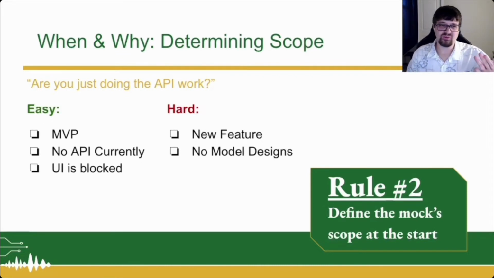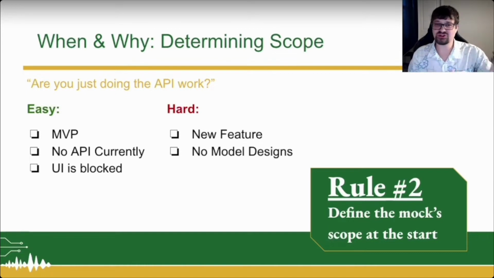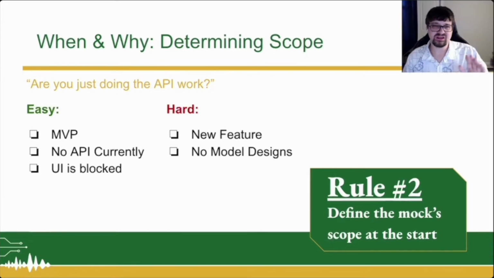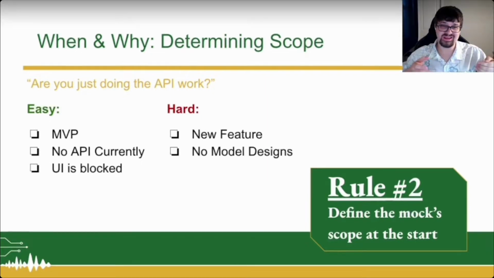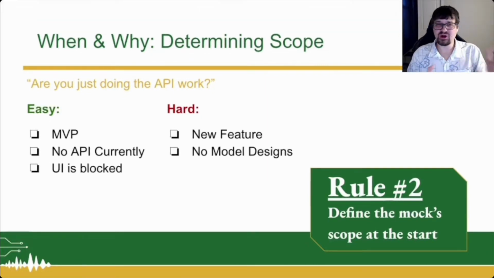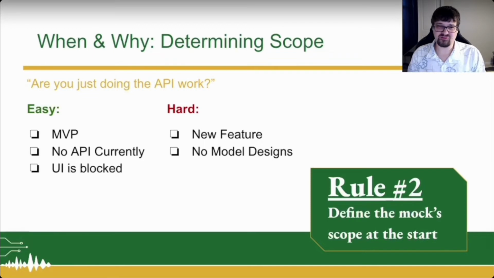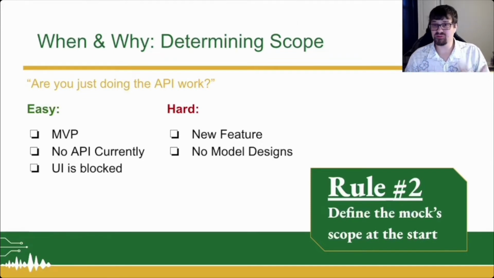It's when is this an easy choice, right? Like you're doing an MVP, there's no API currently, nothing exists, and the UI is blocked. For mobile, that becomes a really big thing. You can have network designed APIs. So let's say there's a model and there's an optional string in it, and then you don't show an entire view because of that, right?